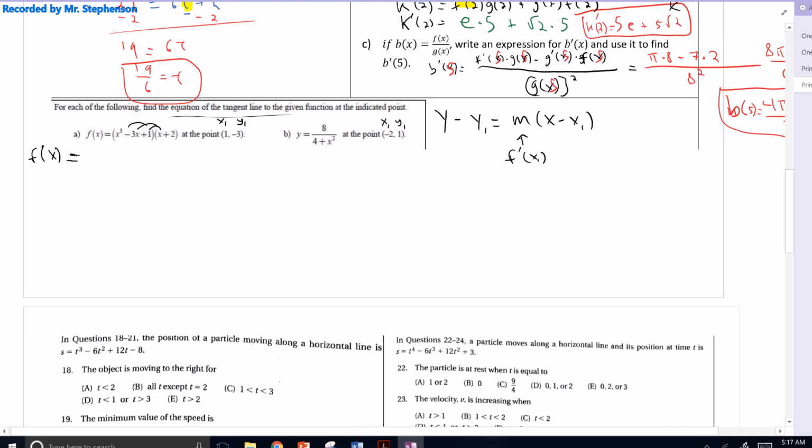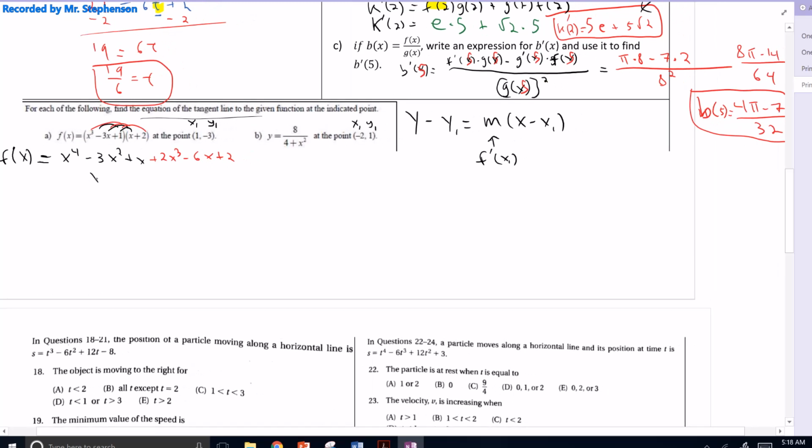So before I take the derivative, this one to me is a lot easier without the product rule, because I know I'm going to have to plug in something. So if this can be x to the 4th minus 3x squared plus x, I'm just distributing that x in there, and then I'm going to distribute the 2 in there, and I'm going to get plus 2x cubed minus 6x plus 2, and then just combine like terms here, which will give us x to the 4th plus 2x cubed minus 3x squared minus 5x plus 2. We still have not done any calculus yet, right? That was just algebra.